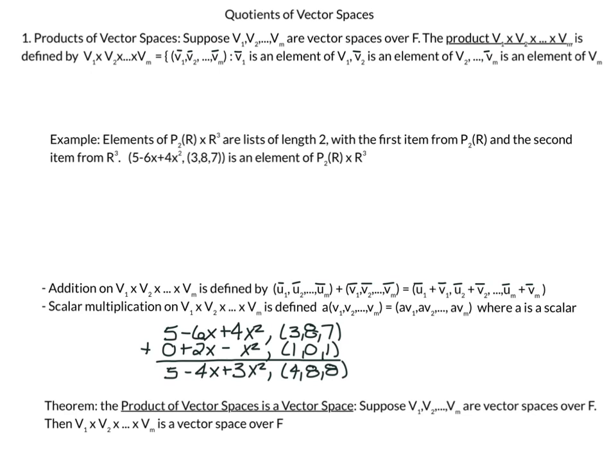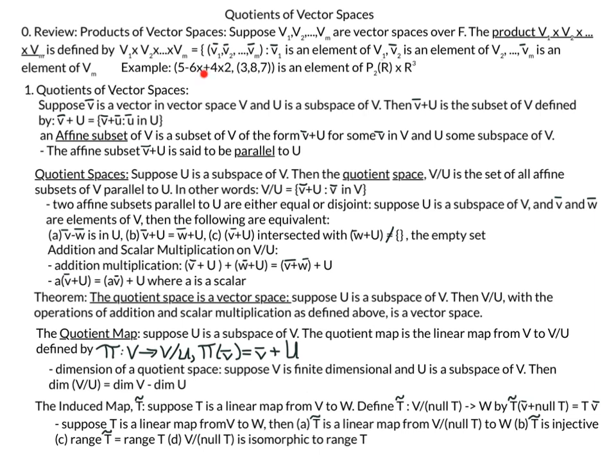And finally, once we have our addition and scalar multiplication defined, you might have guessed, we're going to say that the product of vector spaces is a vector space. The next thing we will look at are quotients of vector spaces. We will start by looking at this vector v plus a subset U.